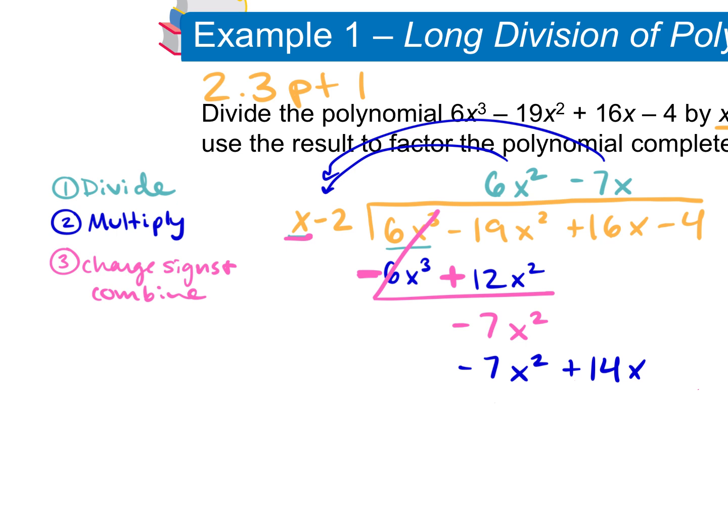Now on to step 3, change the signs and combine. So everything that I just multiplied, I'm going to change the sign, and combine. So the 7x squareds are going to cancel. You can drop down the 16x. So 16x minus 14x would be 2x.